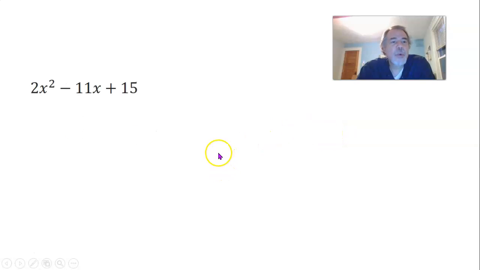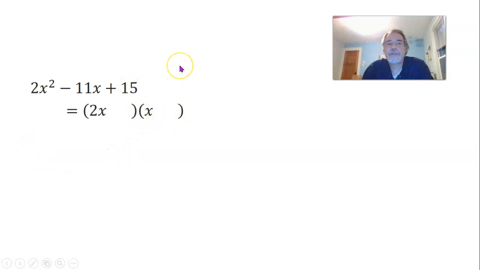How about this one? 2x squared minus 11x plus 15. It's going to have to start with a 2x times an x to get 2x squared. It's going to have to end with numbers that multiply to 15. So either a 5 and a 3, or a 15 and a 1, or a minus 5 and a minus 3, or a minus 15 and a minus 1, and we have to decide which one goes where, because the one that goes here is going to get multiplied by 2x, and the one that goes here is going to get multiplied by just the 1x, and we need those outside and inside to add up to minus 11x.